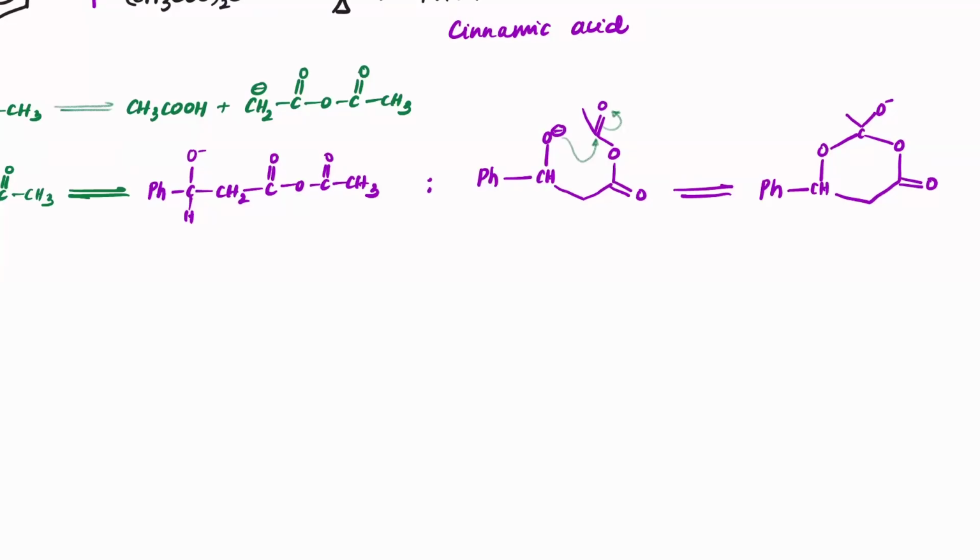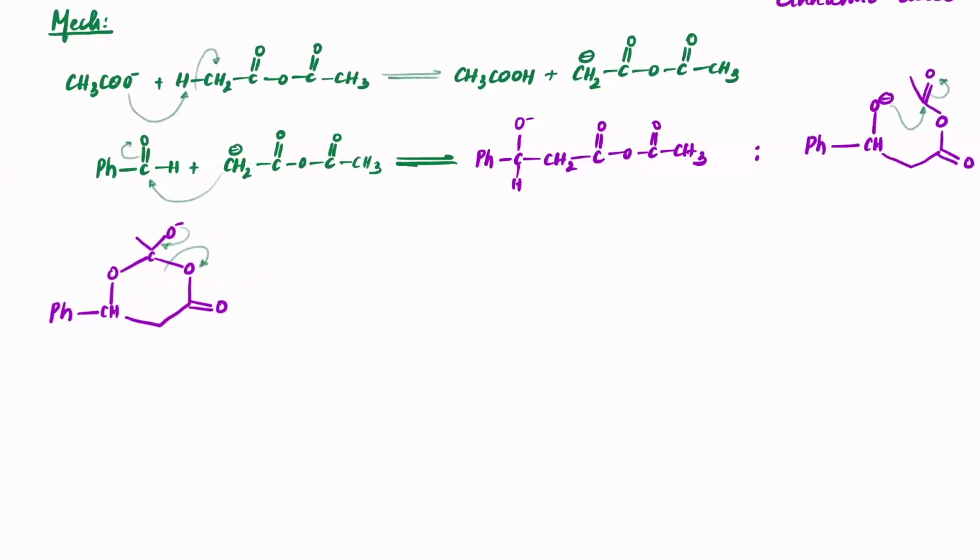Now this O minus will push the electrons here. As soon as this push happens, this CO minus will be opened up. Got it? As soon as that opens up, you can see we get Ph-CH, we have O with C double bond O, CH3, and here we have COO minus, and here we have CO minus.